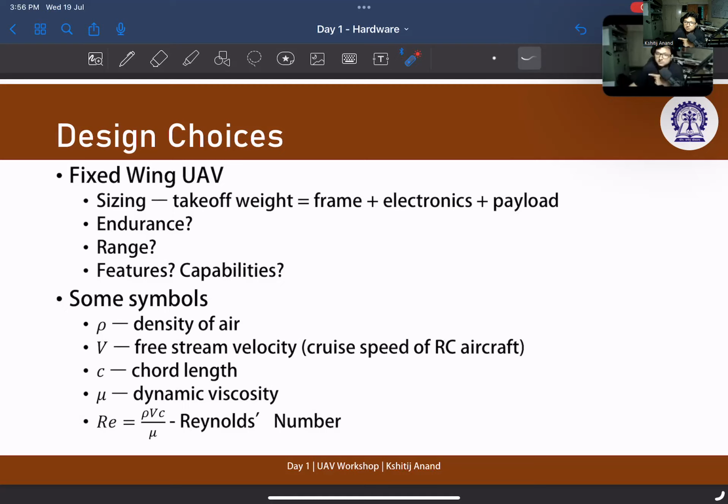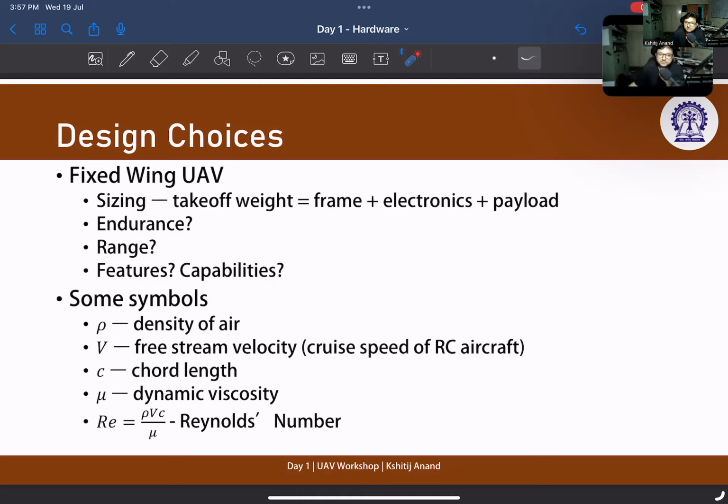What features do you want? Do you want to drop a payload? Do you want to do video recording? Do you want it to carry missiles to shoot someone? However, we'll not be talking in that direction. We want aerospace engineering to be put to good uses. And what capabilities do you want? Do you want to land it on water? Do you want to land it on the ground? Or do you just want to drop it somewhere?